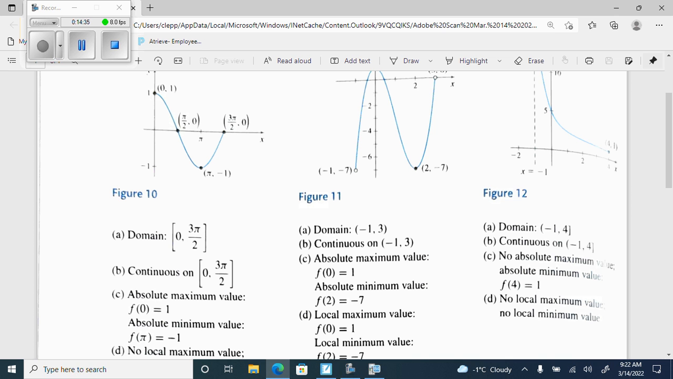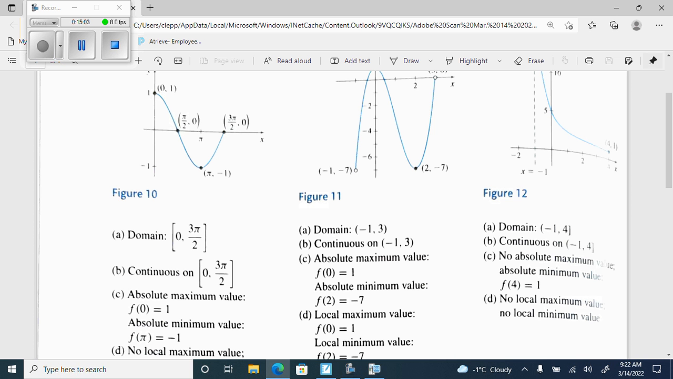So they could give us a degree 4 function and restrict the domain so you only have a little piece of it. They can do that as well, right? So when they restrict the domain here, this is continuous from 0 to 3 pi over 2. It also has an absolute, and they talk about absolute maxes and mins all the time. There's either absolute or there's local. Absolute means it's the absolute highest it could go and the absolute lowest it can go.